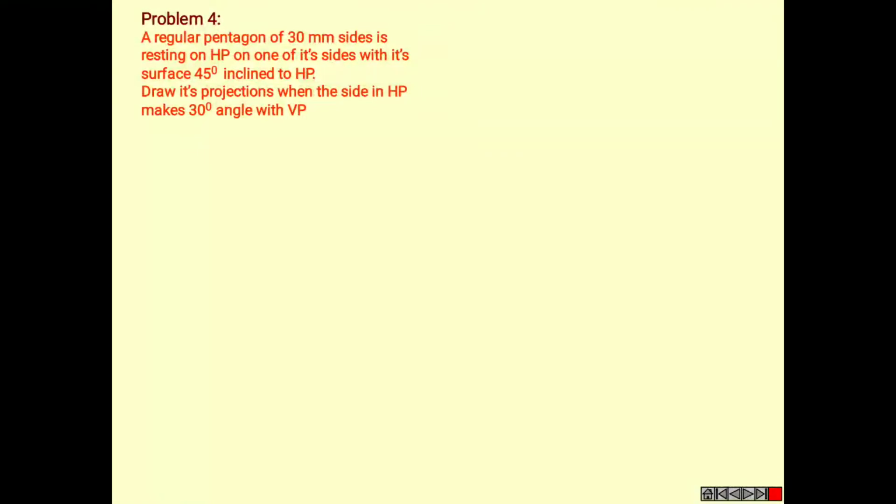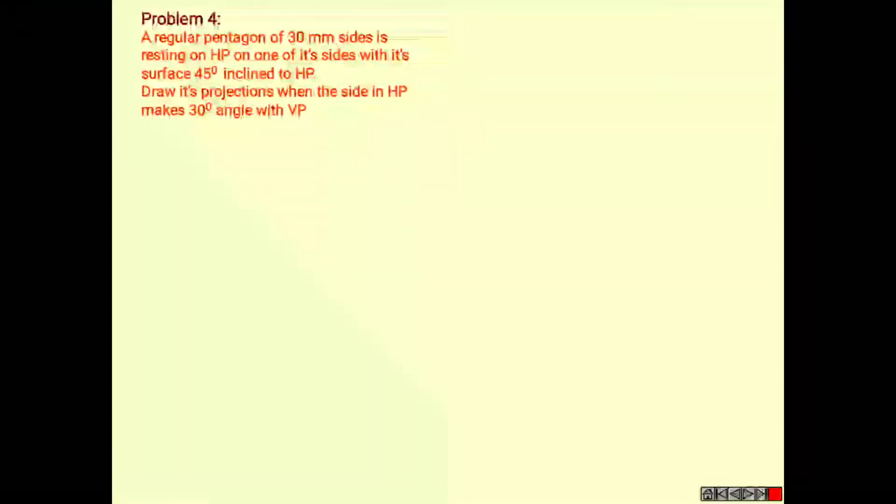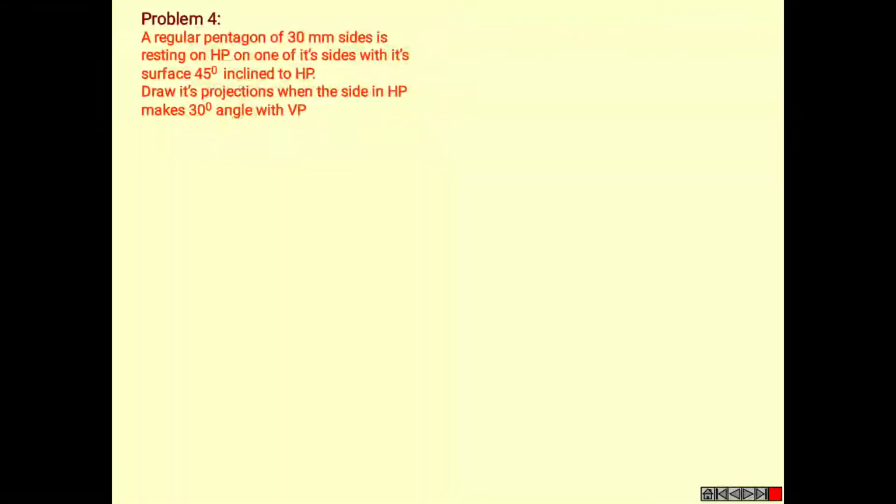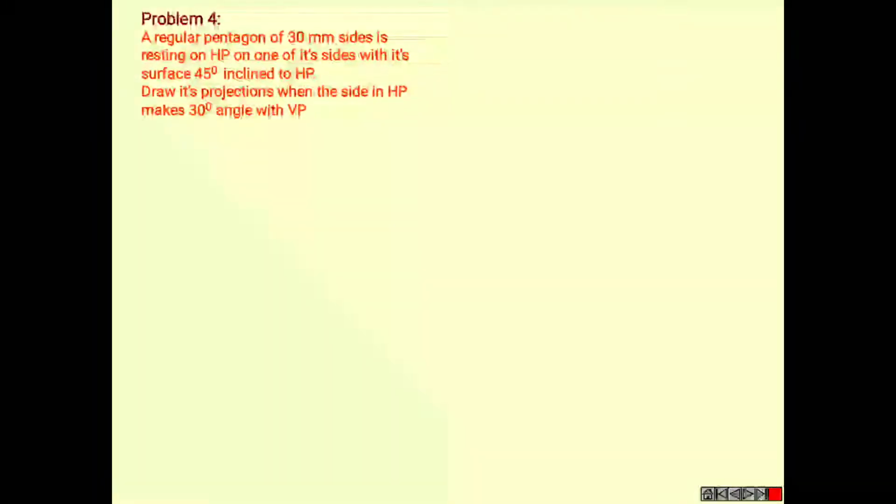So problem number 4: a regular pentagon of 30 mm side is resting on HP on one of its sides with its surface 45 degrees inclined to HP, and draw its projections when the side in HP makes 30 degrees angle with VP. So the surface and side inclinations are directly given.